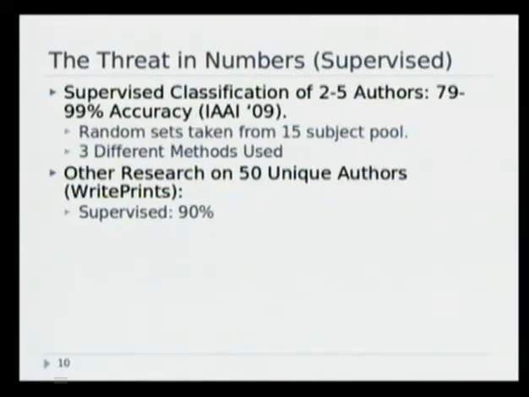Supervised stylometry, however, the threat is quite clear. We did some research looking at a 15-subject pool, and this is what most of my talk will be about in a moment. And we found that with 79 to 90% accuracy, you could identify who the author was of a small group of authors. Other researchers, again, the Write Prints folks, found with 50 unique authors, again, they're getting high marks of about 90% accuracy, which is significant.